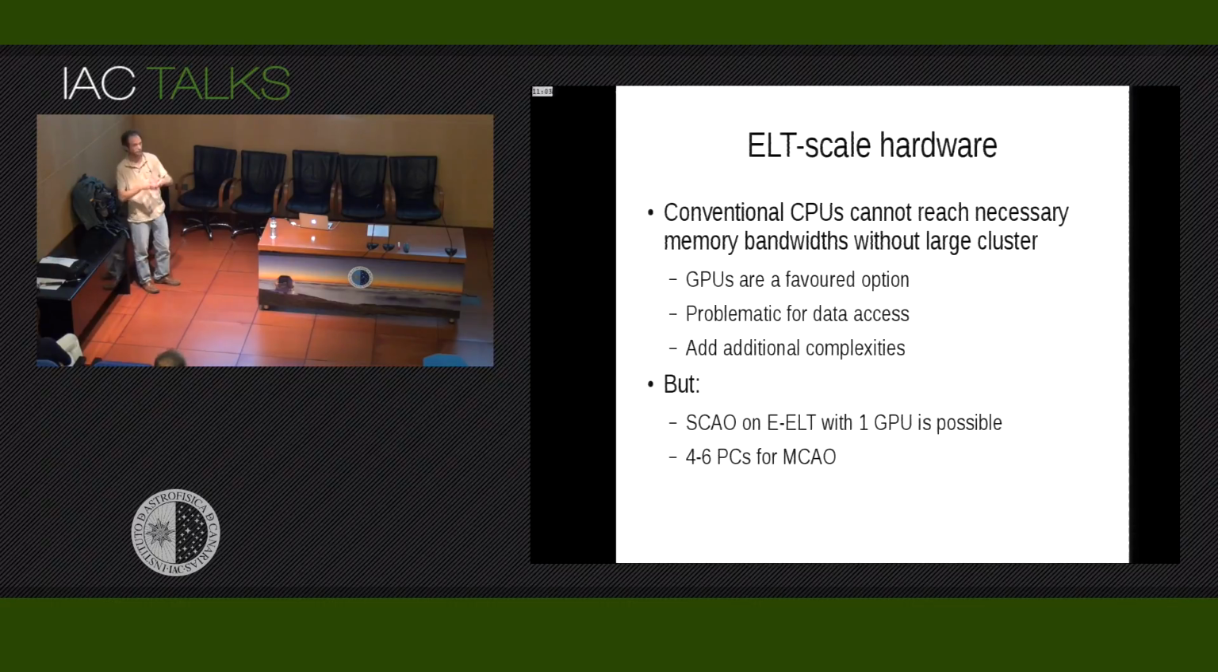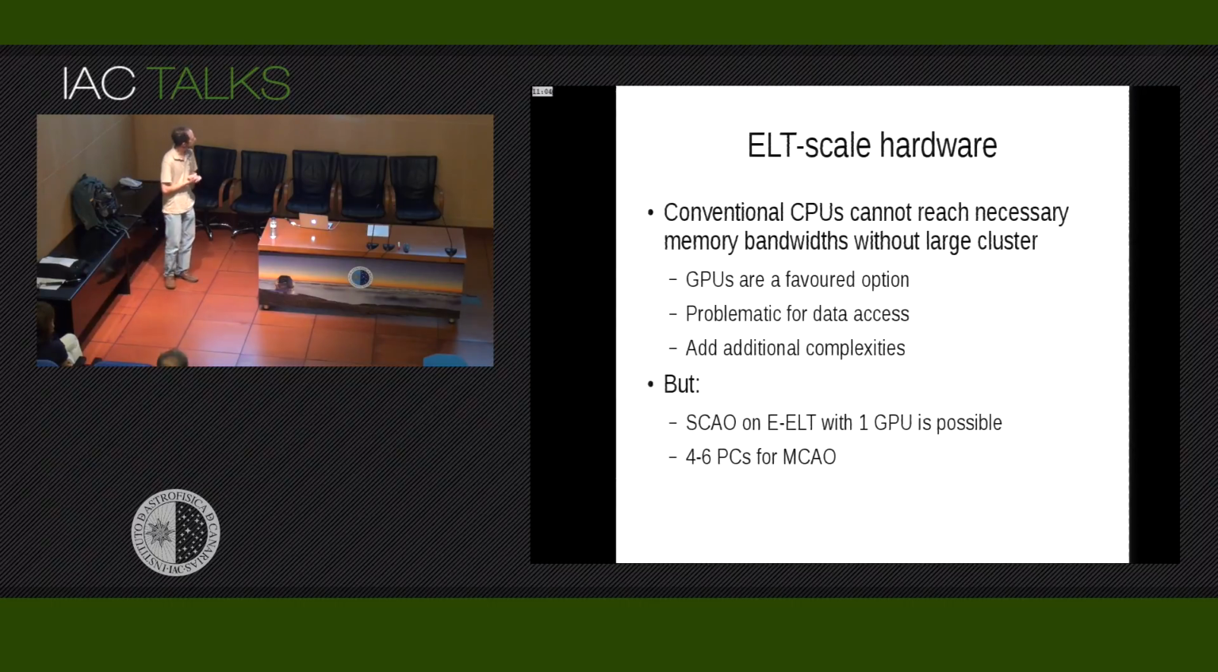CPUs can't really do that unless you have a large cluster, but then you have all sorts of problems with synchronizing this data, spreading it around the cluster and so on, with very low latency. So GPUs for the ELT are a favored option. Can be slightly problematic for data access. Getting your data into a GPU has, to date, been one of the major problems here.